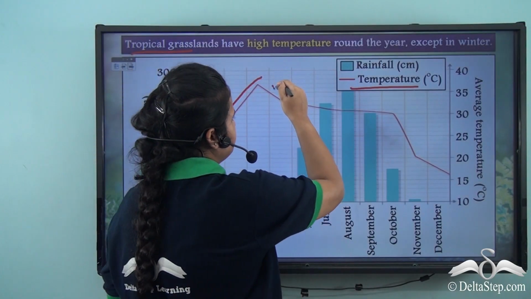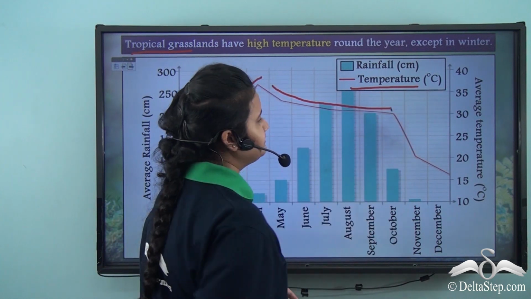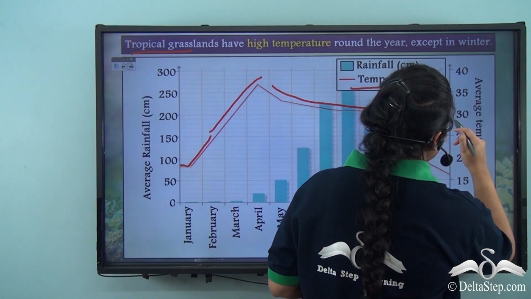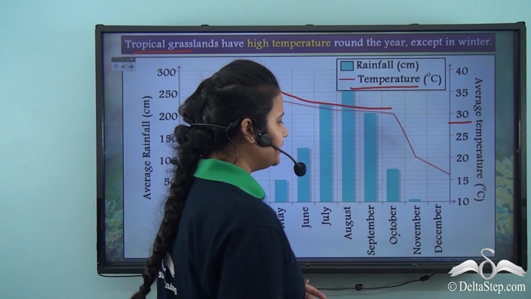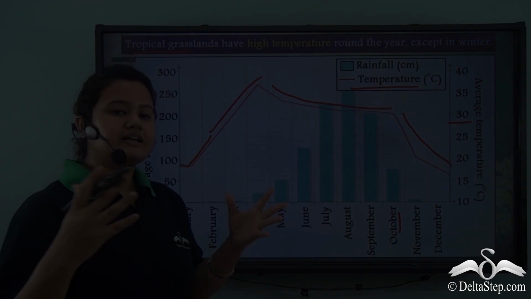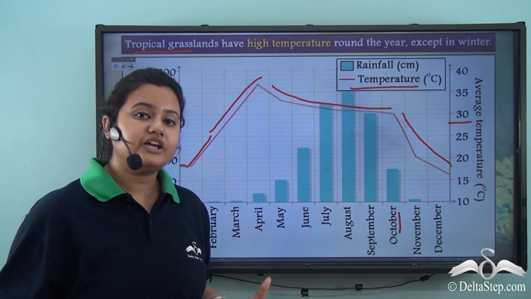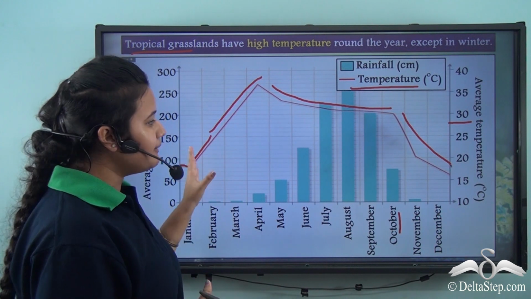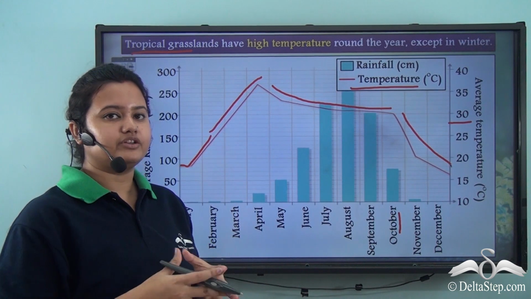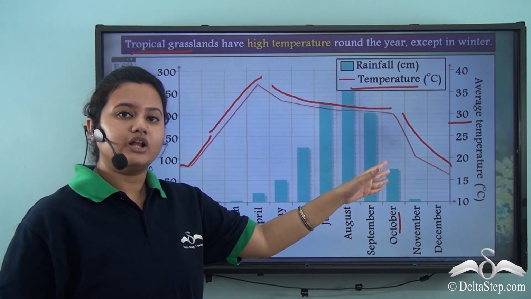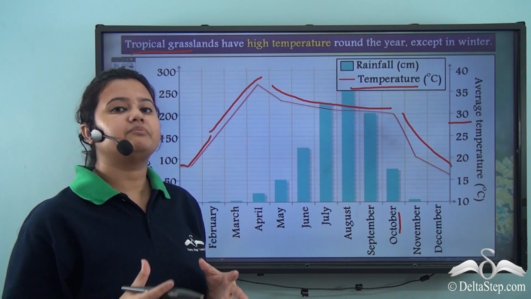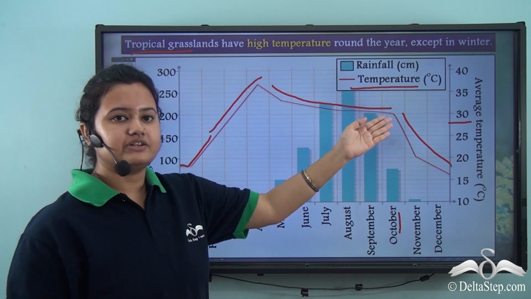Then till the months of August and September the temperature remains as high as 30 degrees Celsius. Then after the month of October the temperature gradually drops. Thus here we find seasonal variations in temperature. For some parts of the year the temperature is very high, and for the rest of the year the temperature is very low.